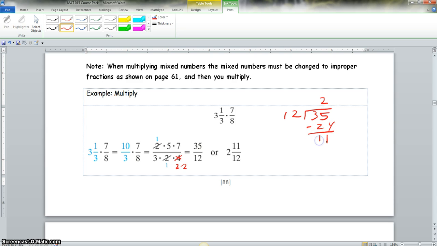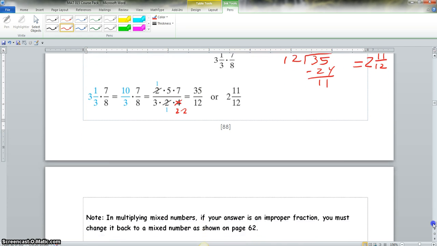35 minus 24 is 11. So we have a remainder of 11. So our final answer would go like this. The number that's in front of your remainder will be your whole number. Your denominator will stay the same. Your numerator is your remainder. So this is how we get 2 and 11/12.